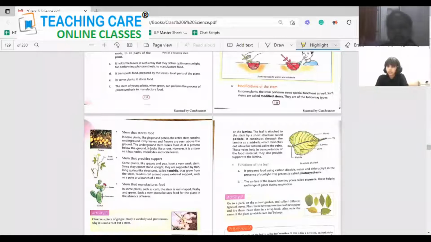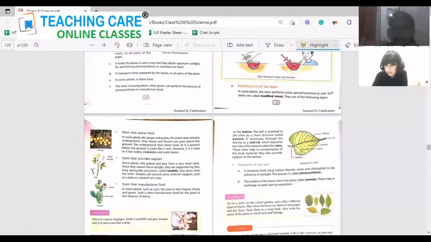A stem that manufactures food. In some plants like cactus, the stem is leaf shaped, fleshy and green. The leaves are modified as thorns. The stems are thick and fleshy, to store up. It manufactures food, actually, because here the leaves are modified into thorns. So the stem takes up the duty of preparing the food for the plant.